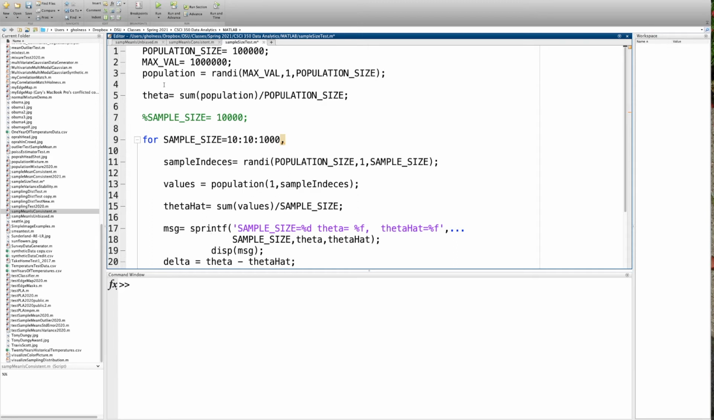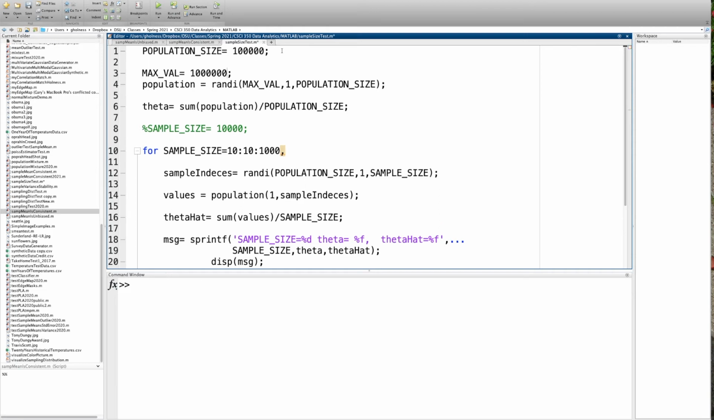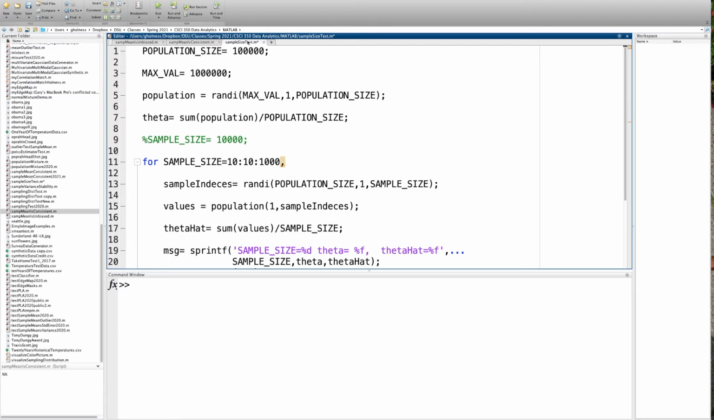So we're here in MATLAB, and what I'm going to demonstrate to you is the impact of the sample size on how well it approximates the ground truth population parameter. So here we have a variable population size, and we're going to create a population with 100,000 people in it, and the maximum value of this population is going to be 1 million. So we're going to have 100,000 members, and each member is going to have a number associated with it.